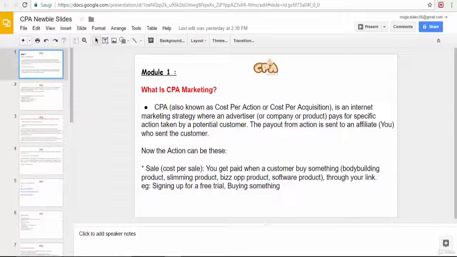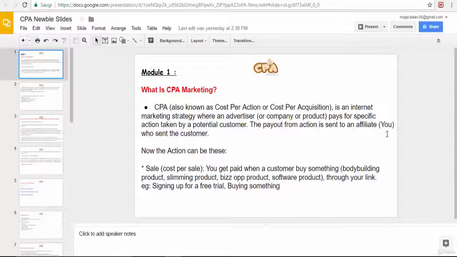So what is CPA marketing? CPA marketing is also known as cost per action or cost per acquisition marketing. CPA is an online marketing strategy where an advertiser, a company, or a product pays you money for a specific action taken by the potential customer or a prospect. The company pays you as an affiliate because you are sending the customer to the product or company.